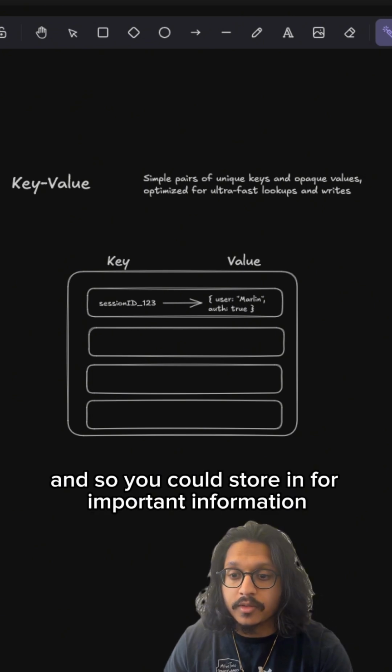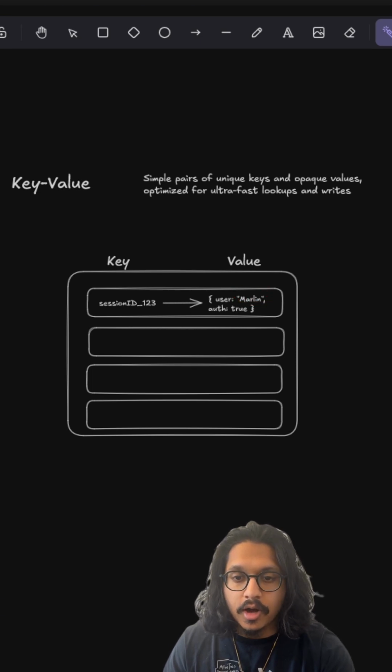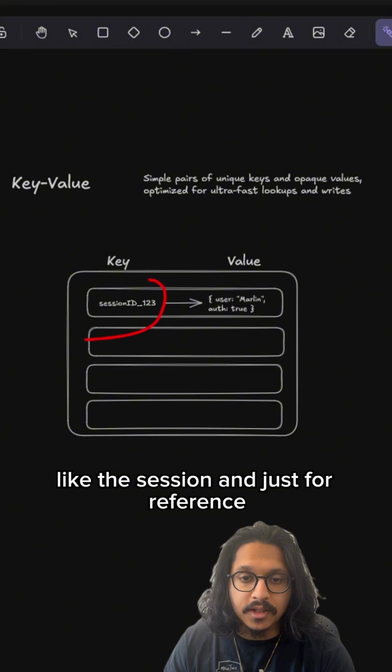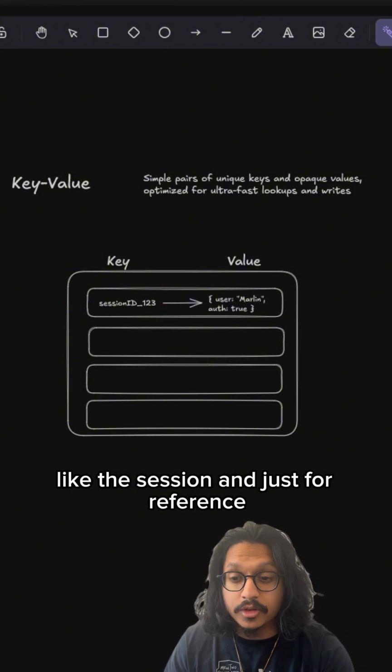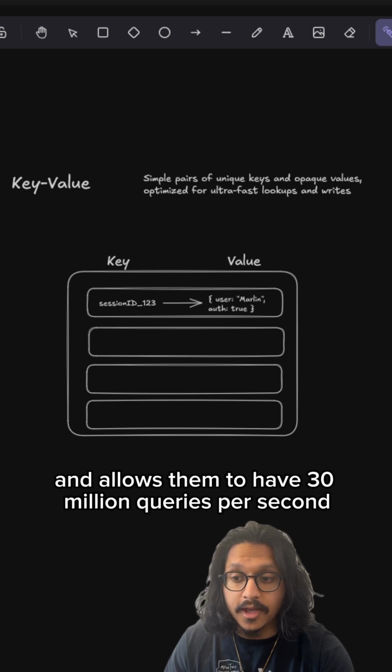And so you could store important information like who the user is, what their profile image is, as a value associated to a specific key like the session. And just for reference, Twitter uses a strategy like this using Redis to cache their timelines and allows them to have 30 million queries per second.